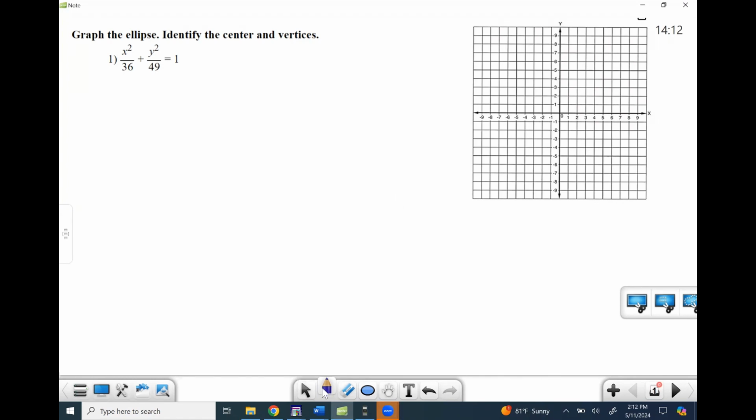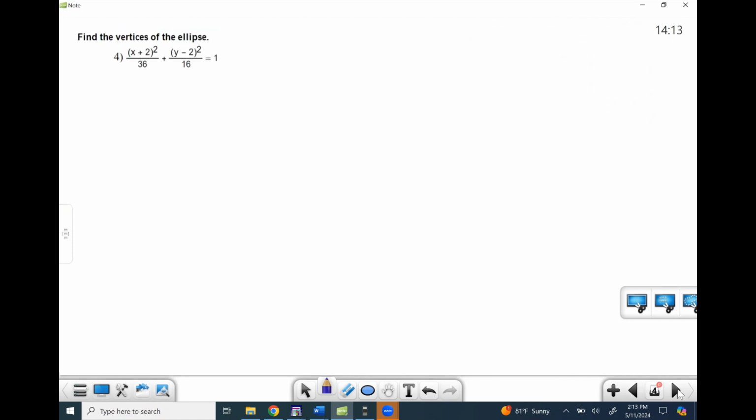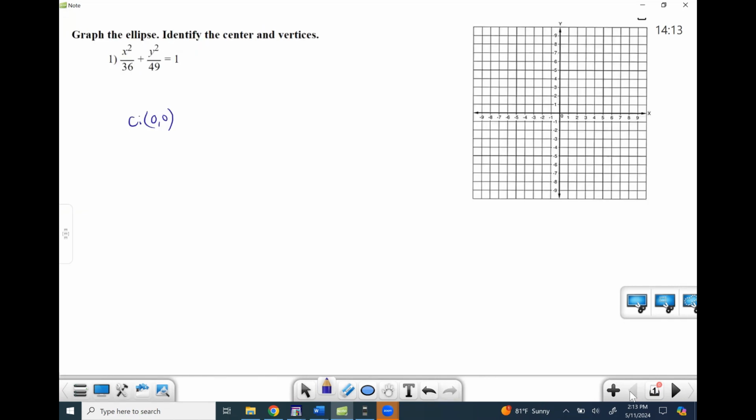Okay, so looking at this first ellipse, we can tell that the center is going to be 0, 0 because it's just an x squared and a y squared. It's not like, for example, something like this where it's an x plus 2 squared and a y minus 2 squared. If you just see an x and a y and no number after it, then we know it's 0, 0.